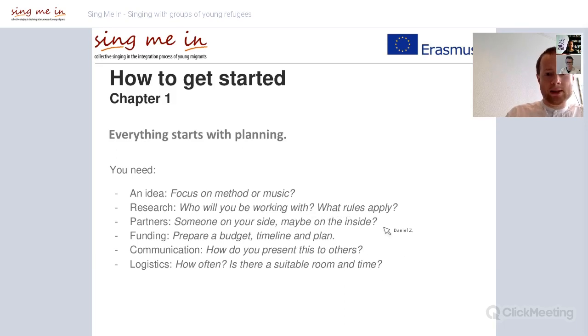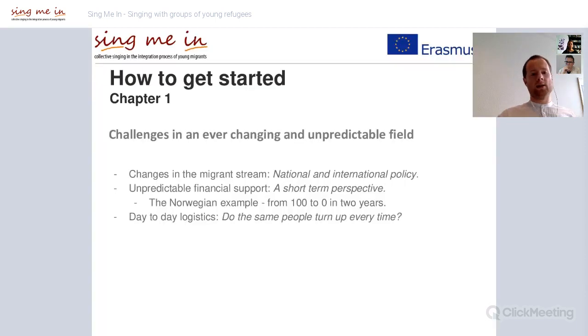I'm not saying a lot more about the other four now, because how important they are can vary a lot depending on your project. So we also have a short part about different challenges you can meet while working with this. And most of the challenges are connected to predictability. And this goes for short-term and long-term predictability.